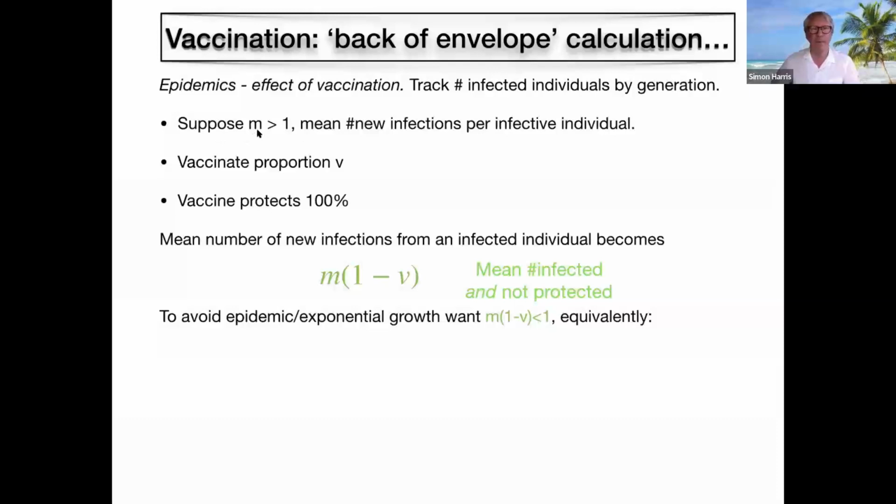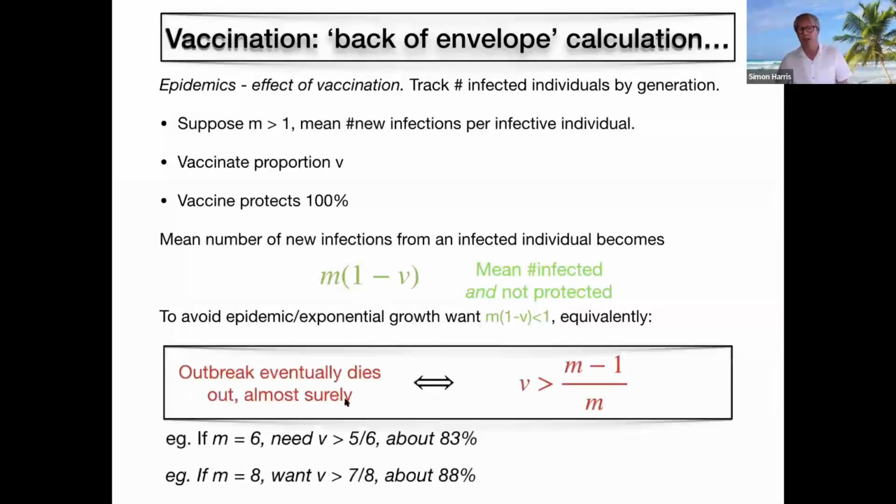So suppose we're in this supercritical regime where the mean's bigger than 1, you can get an epidemic, but now vaccinate a proportion V, and suppose the vaccine is 100% protection. Then what's the effect of that? Well, now you just need to know the mean number of new infections from an infected individual. It gets reduced because before you would pass it on to M on average, but actually a proportion V of those are totally protected, so nothing's going to happen to them. So there's only a proportion 1 minus V of the M that are going to be affected. So you reduce the mean, and now you just need M(1 minus V) less than 1. To avoid an epidemic, for the outbreak to die out eventually on its own, you would just need the vaccination proportion to be bigger than (M minus 1) over M.